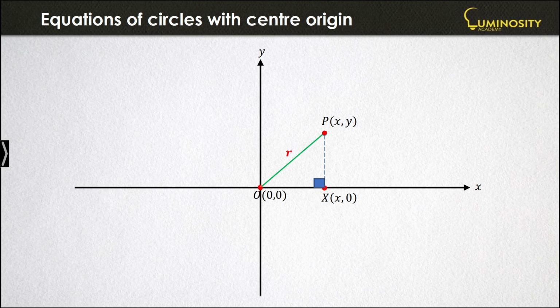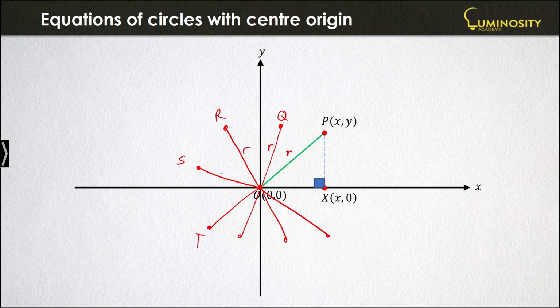Essentially we're going to look at the set of all the points: another point Q, another point R, another point S, and so on. We keep looking at all these points such that the distance from the origin to that point is the same fixed length r. This generates a collection of points, and those points are the points of the circle.